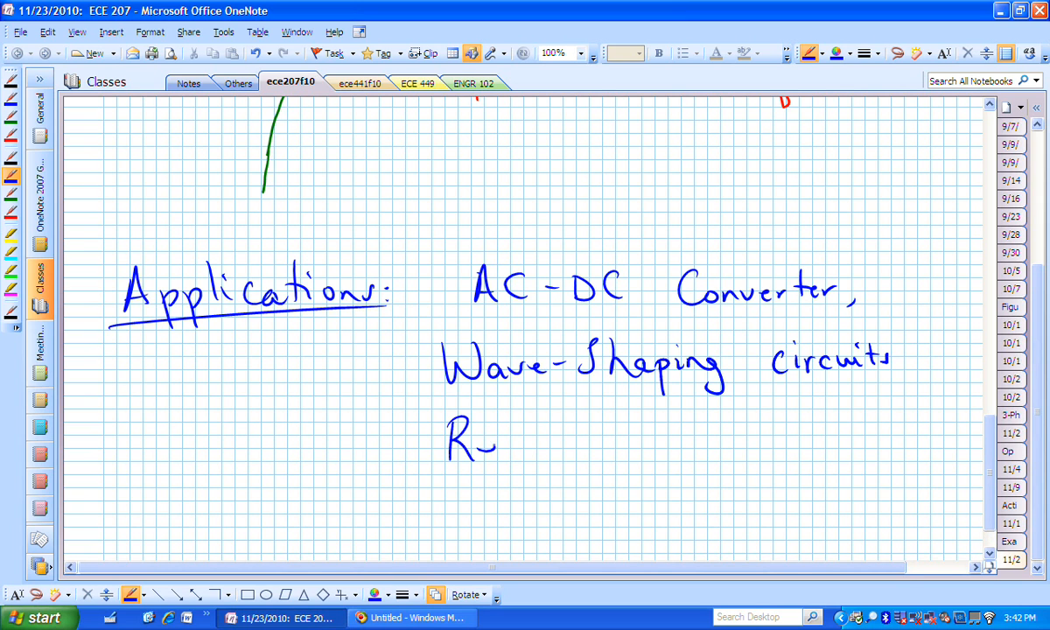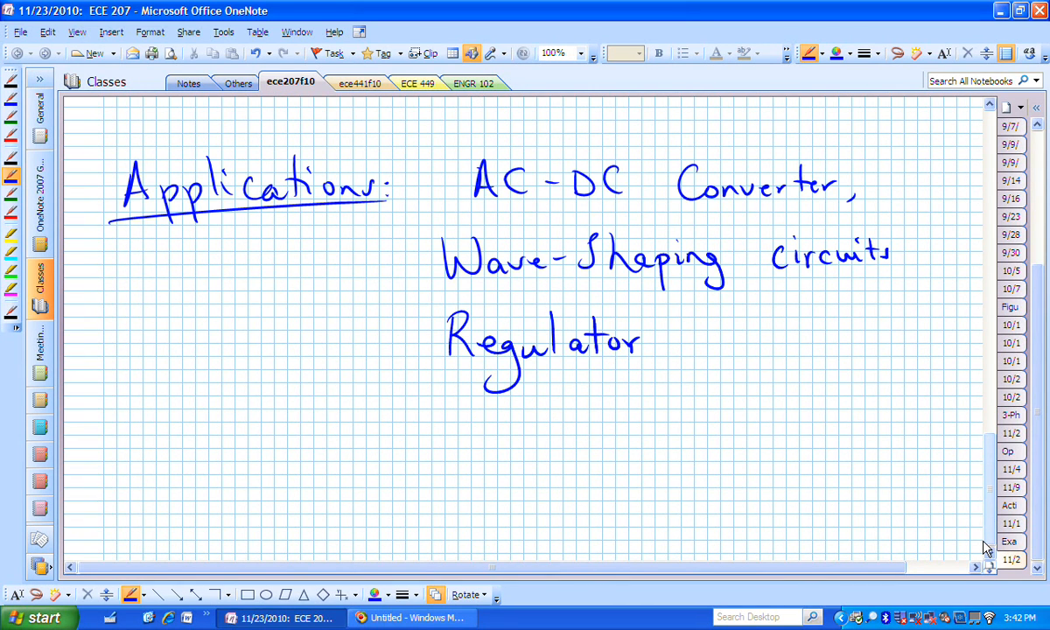We also can use these if you had something that you wanted to make sure that you were only applying 5 volts to this device, and you actually had a source that was fluctuating in terms of its voltage level between maybe 6 volts and 12 volts, but you wanted only 5 volts out, you might want to build what's called a regulator. And diodes can be used in regulators.